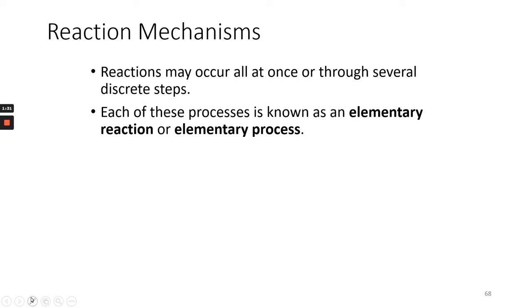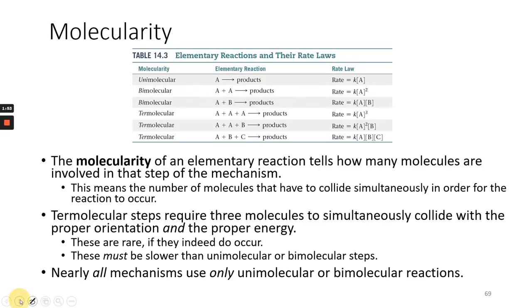Reactions may occur all at once or through several discrete steps. Each of these steps is known as an elementary reaction or elementary process. So if it all occurs in one step, then you just have an elementary reaction. But if it takes 3 steps, each step is an elementary reaction.